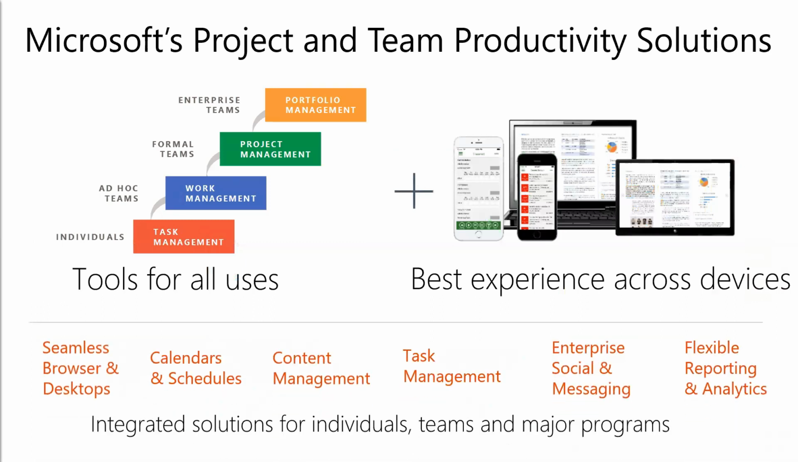Microsoft's project and team productivity solutions go through these different types of levels. Individual task management, ad hoc teams would be the work management, and then more formal in the Project Online environment would be project management, and then overall enterprise teams where large groups of employees are working together on many projects, so that would be the portfolio management. That would be where the roadmap now really comes into play, where you want to look at a particular set of projects on one roadmap so you can see the big visual picture.